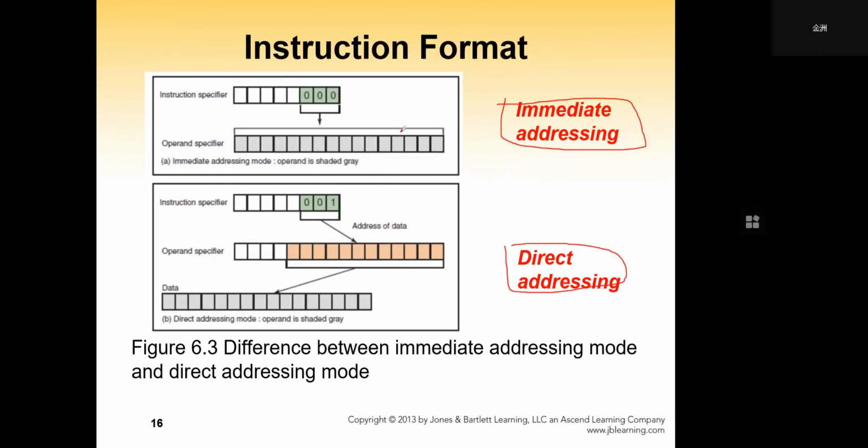You can also easily see the difference between these 2 addressing modes. For the immediate addressing mode, when the addressing mode is 000, it directly means the operand specifier represents the operand. The operand is shaded gray, so this is just the operand.